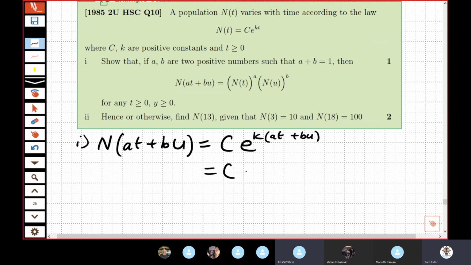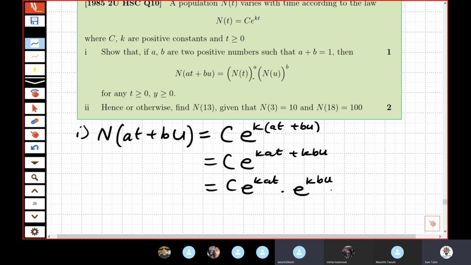Would you expand the brackets at the top? CE^K AT plus KBU. Next line. What would you write? Would you separate that? Yes, yes, yes. Killed it. Times E^KBU. Do you agree with that? Yeah. Okay, and then now what?